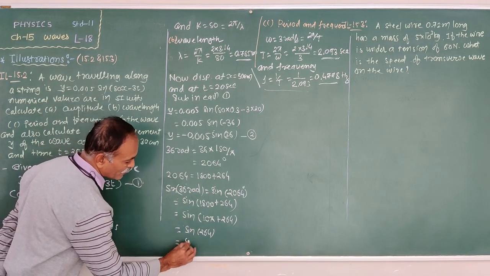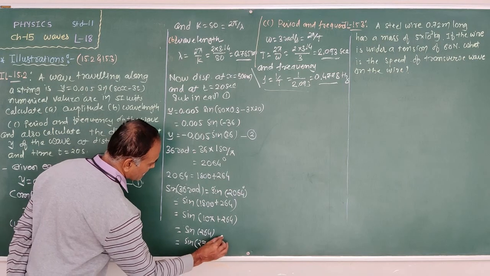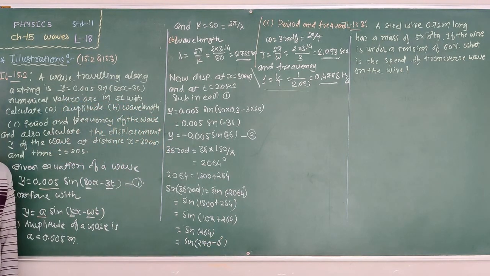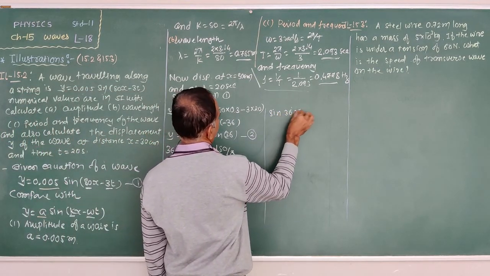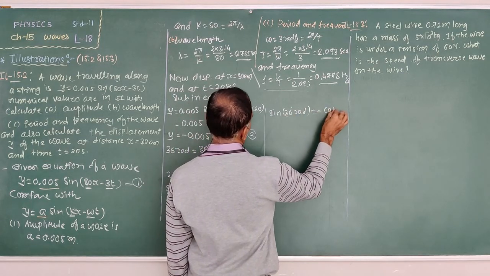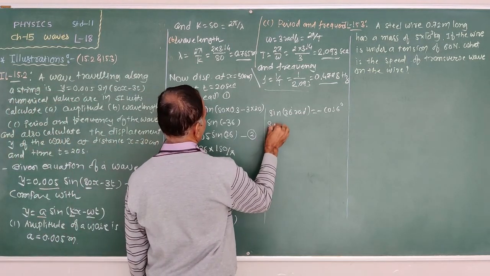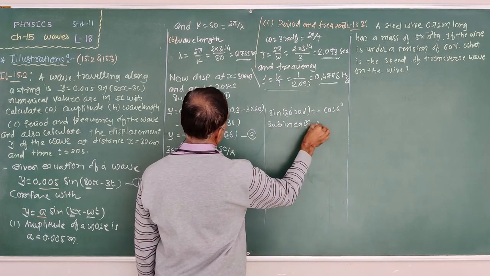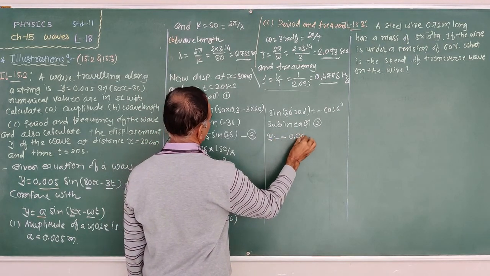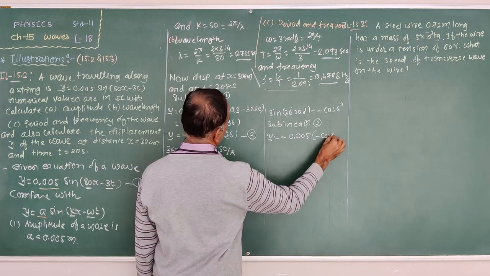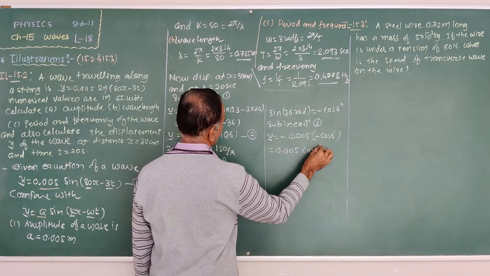We again divide into two parts, sine 264. We can't directly obtain it, so 270 minus 6 degree. Therefore, sin 36 radian is equal to minus cos 6 degree. Substitute in equation 2. Therefore, y is equal to minus 0.005 into minus cos 6 degree. This minus plus, 0.005 into cos 6 degree.